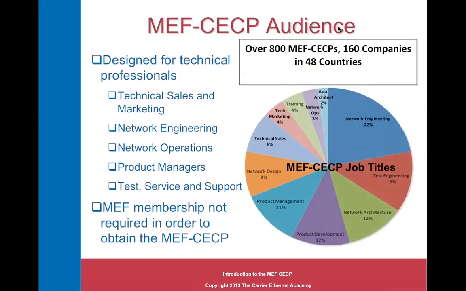So the CECP was developed for technical professionals, and you can see this pie chart that's a little bit dated, but it basically has a good breakdown of the type of individuals who are seeking out the certification. So technical sales and marketing, which is absolutely the fastest growing segment. I would say that 60 to 70% of the people that come through the Carrier Ethernet Academy's boot camp on a week in, week out basis are these sort of professionals, people that are in the field working with customers to market and sell services, and they're competing against other companies that are selling Ethernet services or trying to sell equipment to service providers to deliver those services.